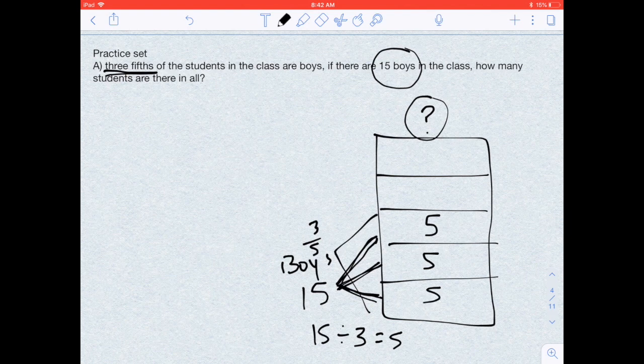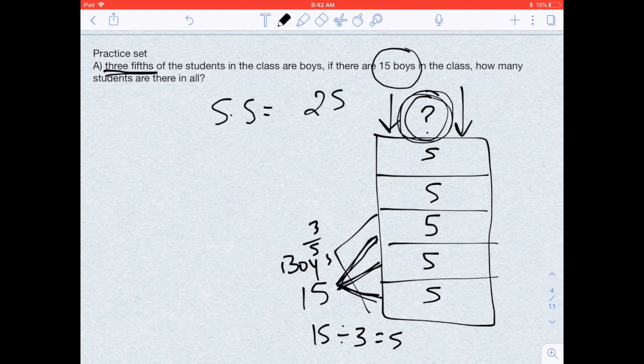And then it's asking me for my total, right? So I can add my 5s to my other boxes, and my total is all the numbers in the boxes below. So 5 times 5. So there's 25 students.